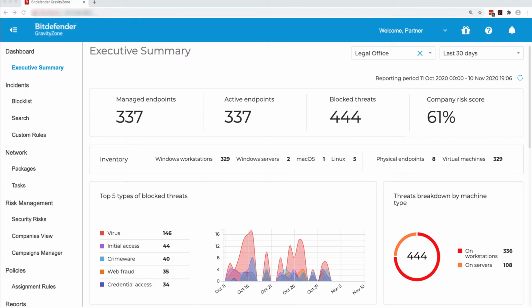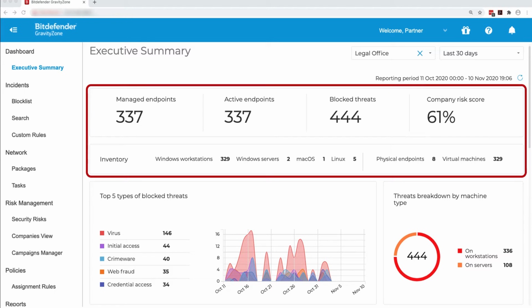Okay, so the new Executive Summary Dashboard is located in the GravityZone console right at the upper left of the navigation list under Dashboard. At the top of the page, we see the numbers of managed endpoints, active endpoints, blocked threats, and an overall company risk score, which I'll get into in a moment to show you the elements that make up that risk score and why they're so important to monitor and keep an eye on. It also shows an inventory of assets under protection by Bitdefender, including Windows workstations and servers, Mac and Linux systems, and a breakdown of physical endpoints and virtual machines.